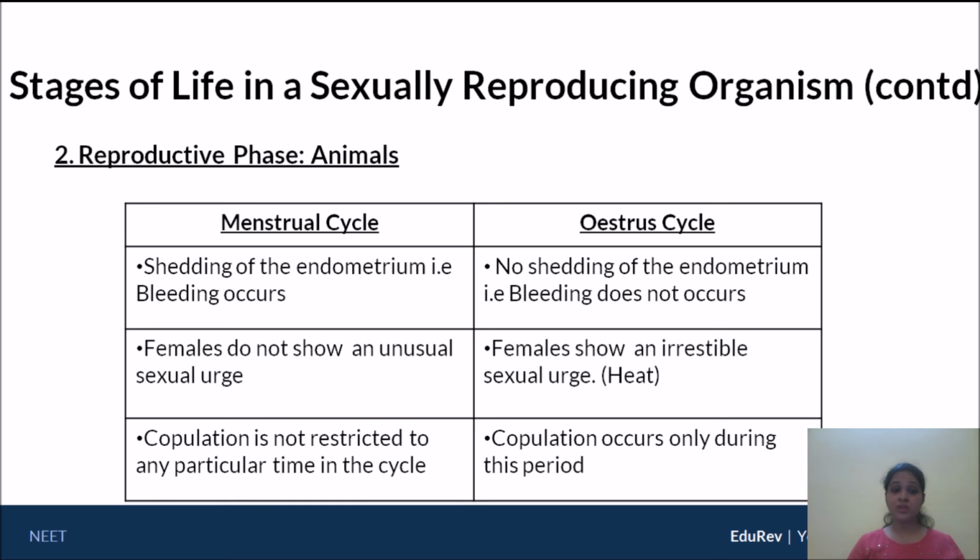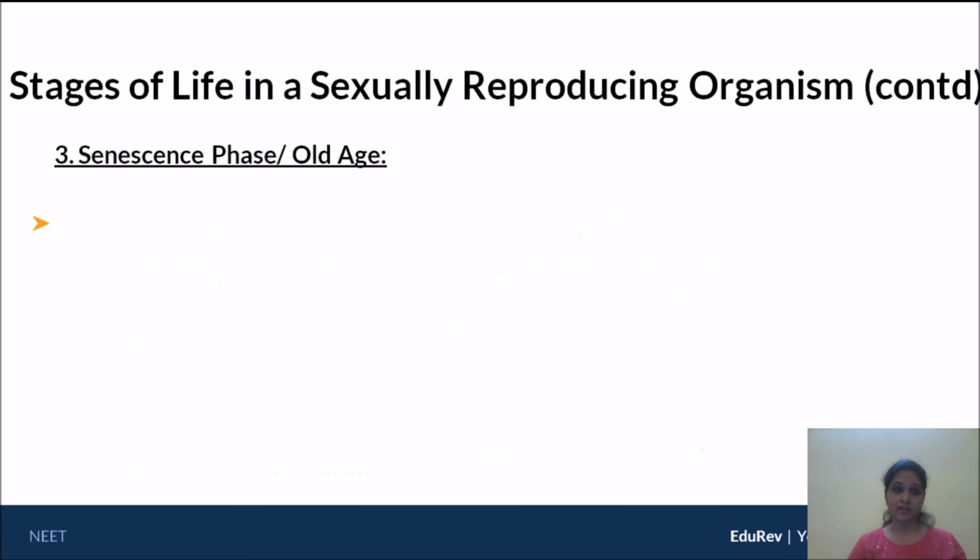Now, in the menstrual cycle, copulation or sexual intercourse is not restricted to any time of the cycle. You can have sexual intercourse at any point of time. But in the estrous cycle, copulation is preferred during the period of heat. Now, why is that so? Because this is around the time you have ovulation. So the female desires to have sexual intercourse so that ovulation and sexual intercourse are together and you would have a high probability of having offspring. So this is the difference between the menstrual cycle and the estrous cycle.